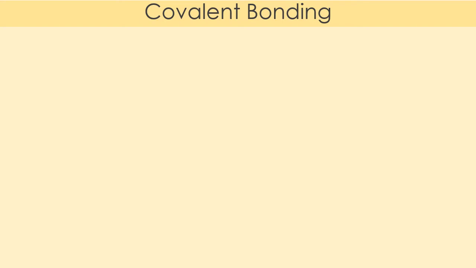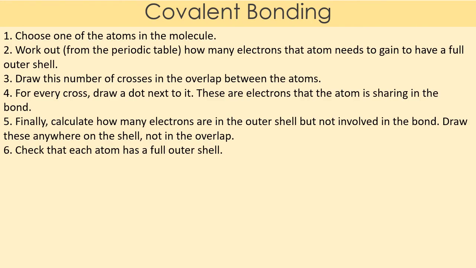So we're going to have a look at how to draw covalent bonds, and we have a process that we can follow. We've got 6 steps. We're going to do some worked examples together. The first one we're going to do is hydrogen chloride.